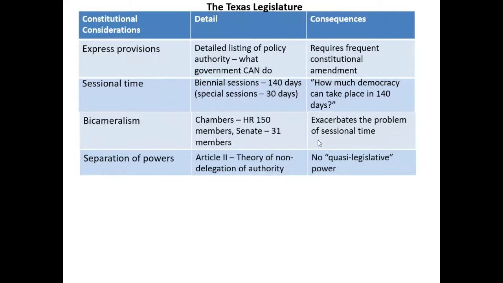There's a legislative function. What does that mean? Power to make the laws, right? The executive function is the power to execute or carry out the laws, and the judicial function is the power to adjudicate the law, right?